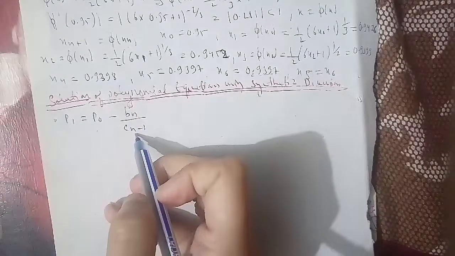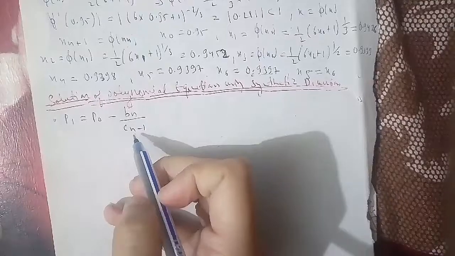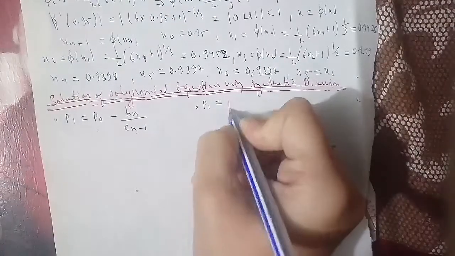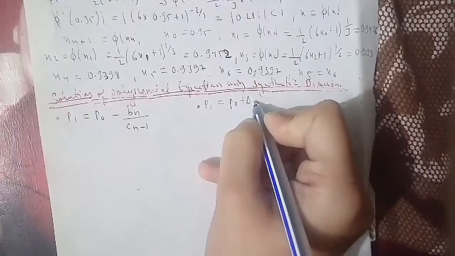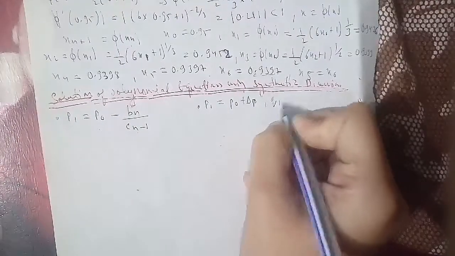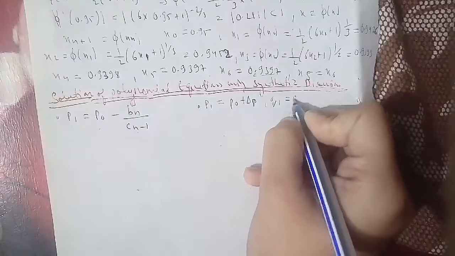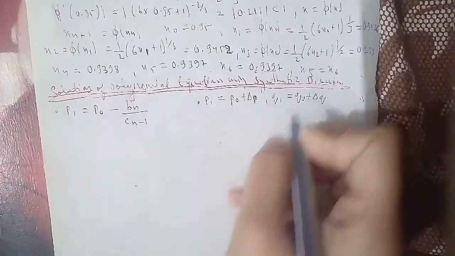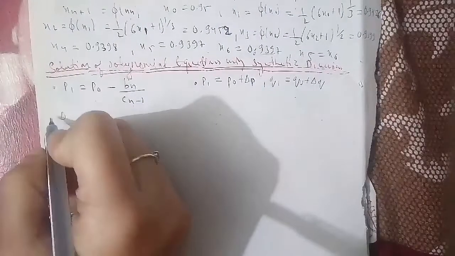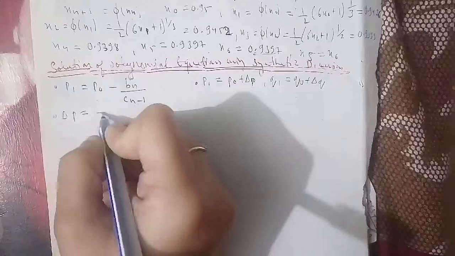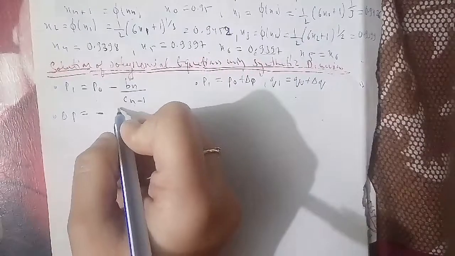For Δp, the formula we have is Δp = -(bn c(n-3) - b(n-1) c(n-2)) / (c²(n-2) - c(n-3)(c(n-1) - b(n-1))).